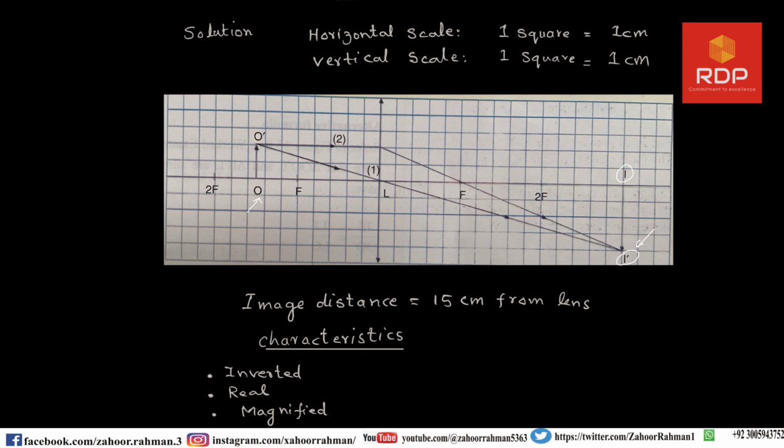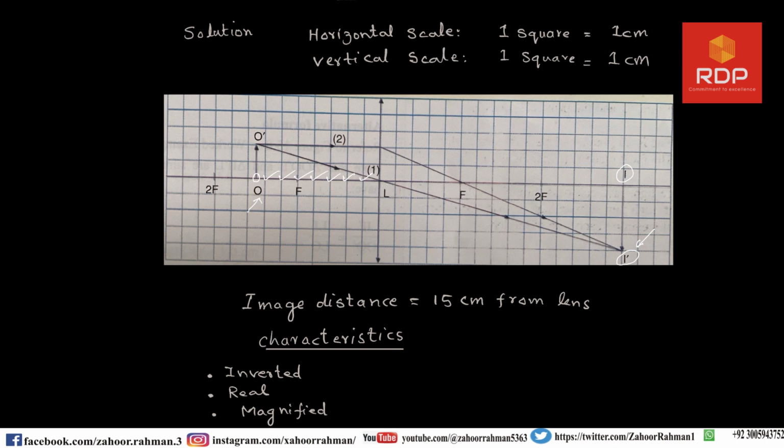The question is saying that the object is placed 7.5 centimeters from the converging lens. You can see that this object is 1, 2, 3, 4, 5, 6, 7 and 7.5 squares, meaning 7.5 centimeters from a converging lens. In this case, the converging lens is shown by a double headed arrow, and that is the lens denoted here.